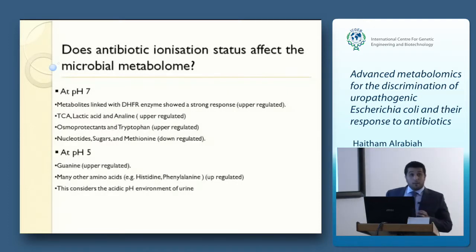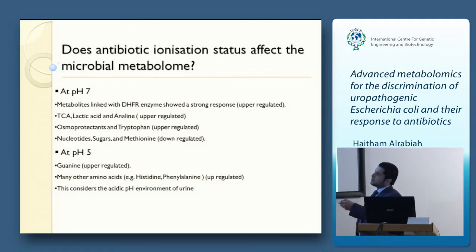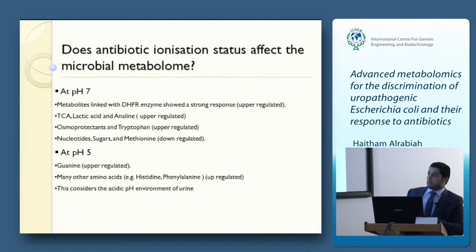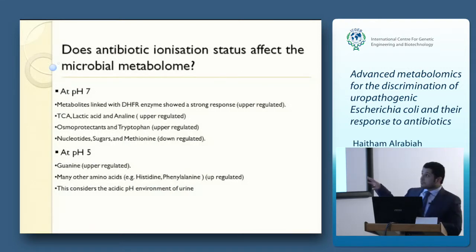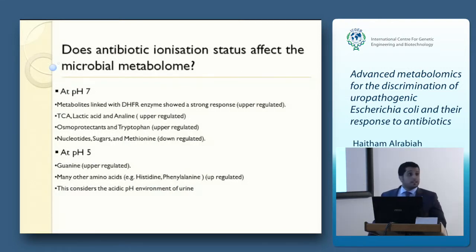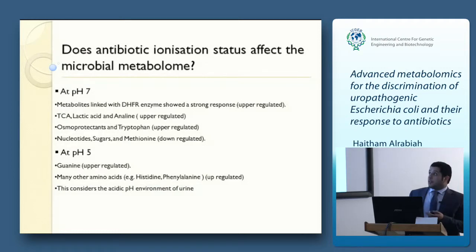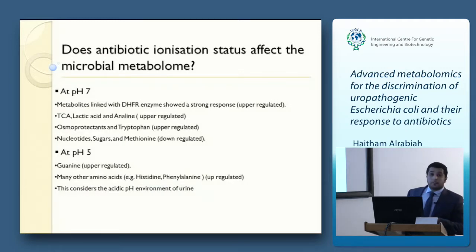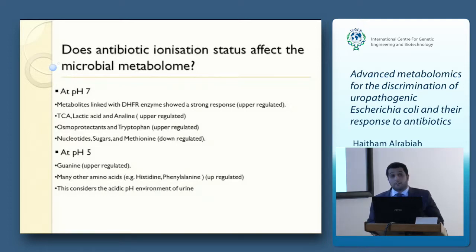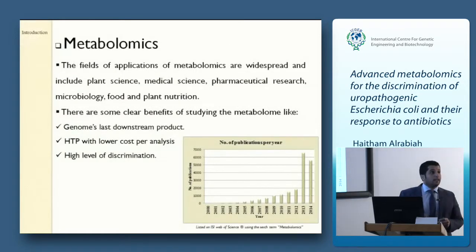But what people missed, and we can find three or four publications that made it at pH 7, is pH 5, which we have now considered an important part of our experiment because of the acidic environment of trimethoprim, the acidic environment of the urine, where it's the battlefield of trimethoprim. We found that guanine is upregulated, and there are many other amino acids that follow this response, which need further investigation and analysis. Now, moving to another line of research.